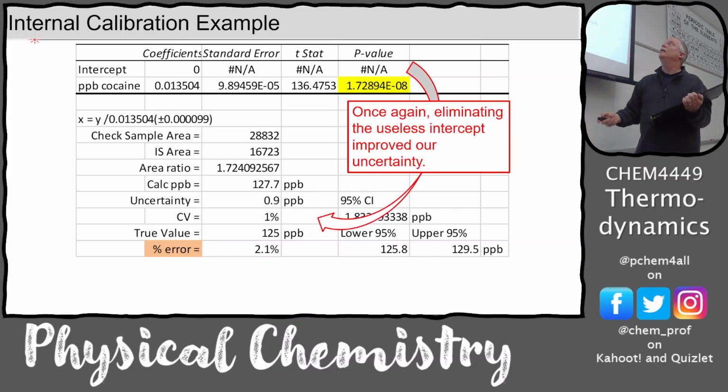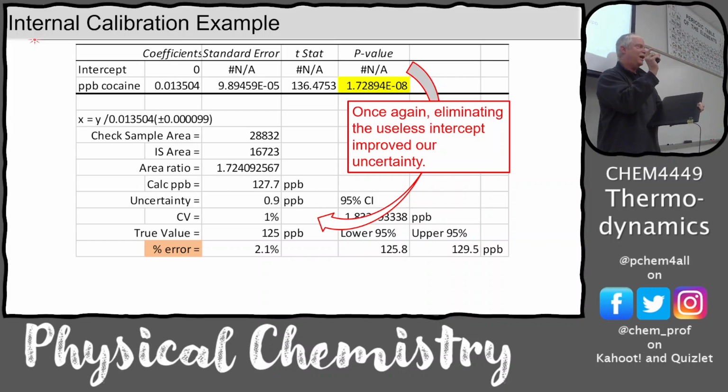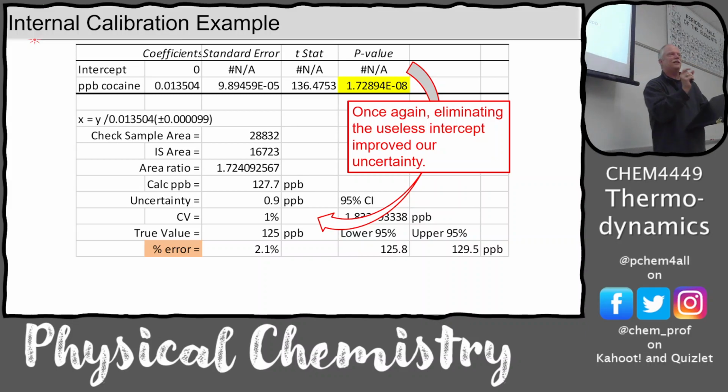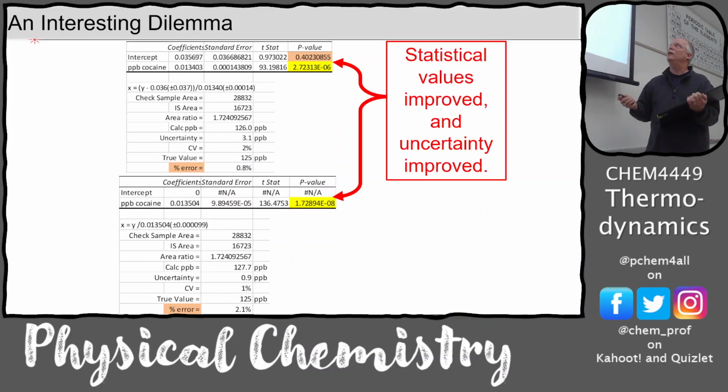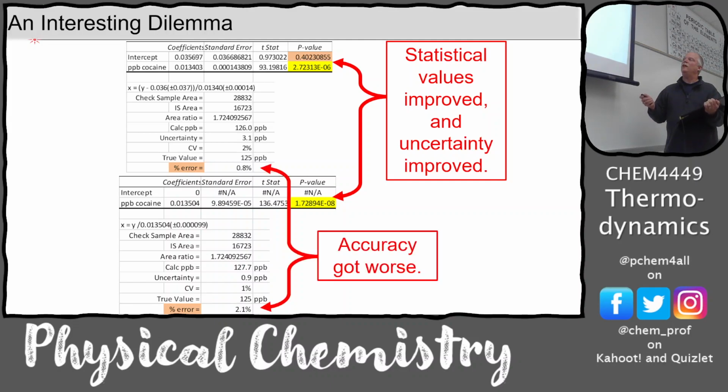We eliminated the useless intercept and it improved our uncertainty, but because it narrowed down our uncertainty, we've lost the true value and we're biased high. So when we thought we were done and we had a good method for finding our true value, now we realize we don't. And so we kind of have a dilemma here. The statistical values improved and the uncertainty improved by getting rid of that intercept, but the accuracy got worse. It went from 0.8% high to 2.1% high. So which model do we use?